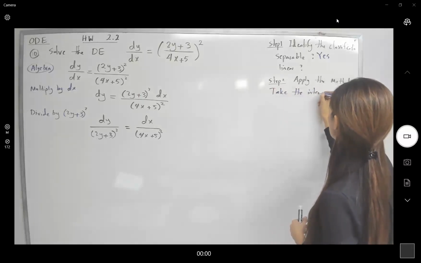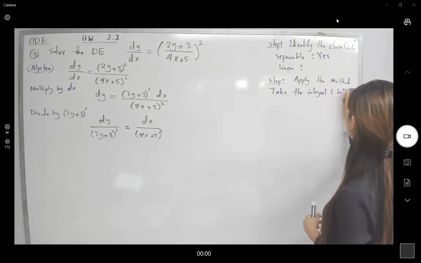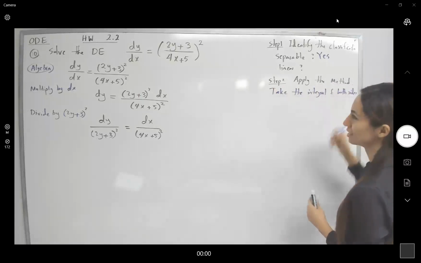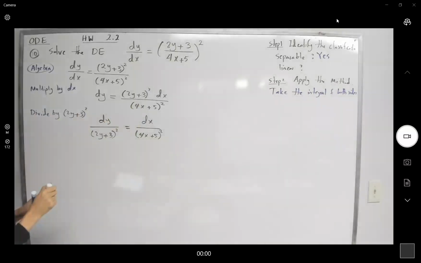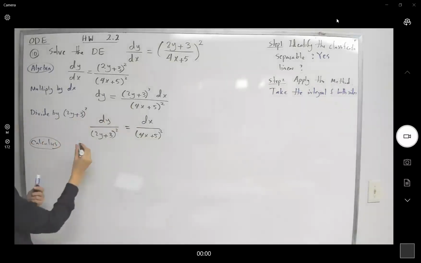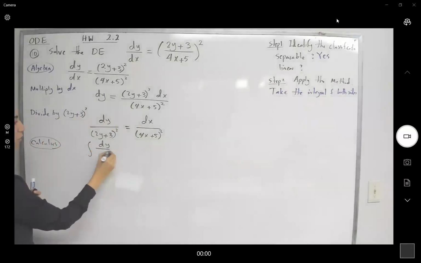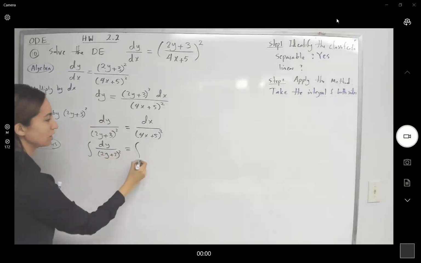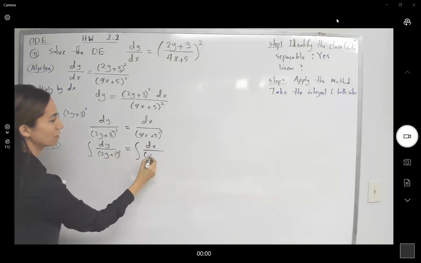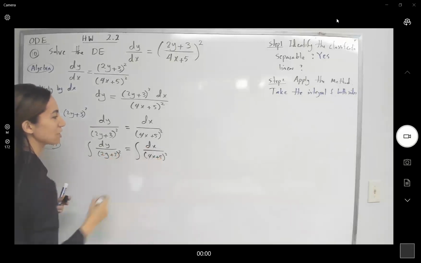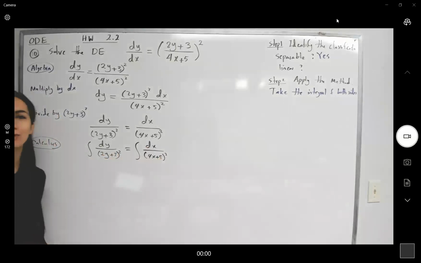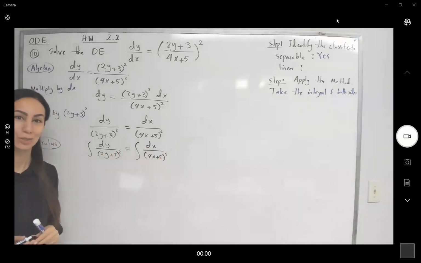Take the integral of both sides. Very well. Now, doing calculus. Here we have the integral of dy over (2y plus 3) to the second equals the integral of dx over (4x plus 5) to the second. So you already know how to solve these integrals by using substitution.